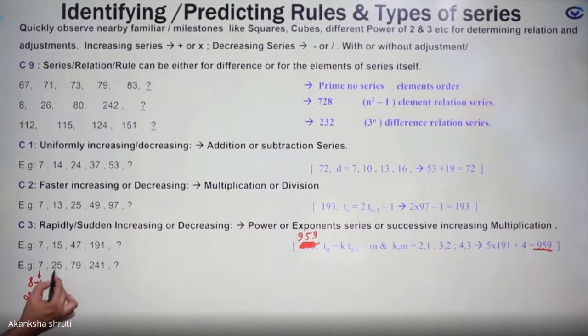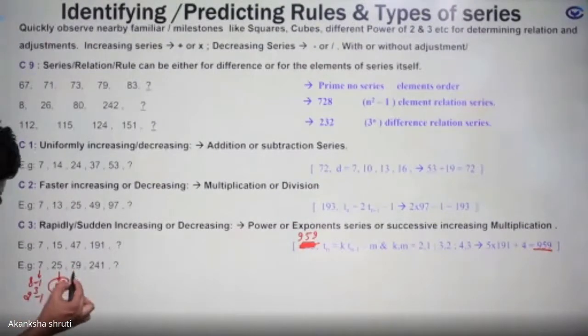And this 25 can be understood as 5 square. But here we are getting that this was not following the square. Even 7 was not following the square. So this square term is not suitable for us. Or even this, we are considering this 79. It is also not closer to a square. So a square is not feasible.